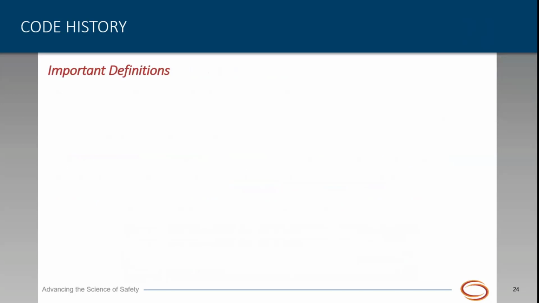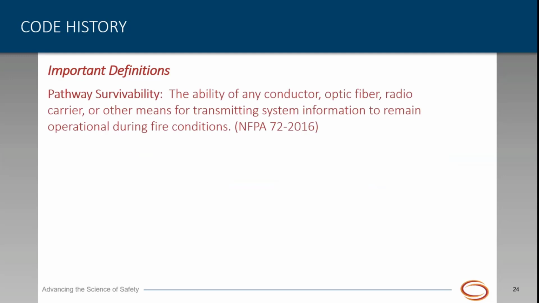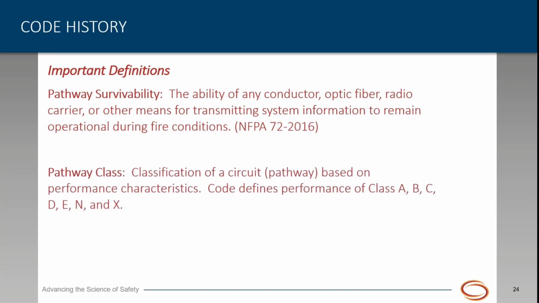Now, before we go on, we want to revisit a few important definitions. We want to understand what survivability is. We gave that at the very beginning. So that's the definition in NFPA 72. That is different than a pathway class. Pathway class is our Class A, Class B, Class C, etc. wiring. The pathway class is simply the performance characteristics of the circuit. Does it have an end-of-line resistor? Does it have a redundant path? Is it short circuit fault tolerant? That kind of thing. But they are very different. It's different than pathway survivability.